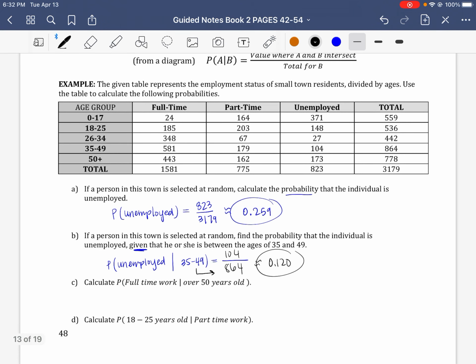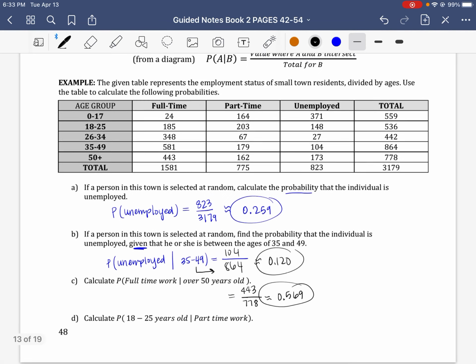C, we're given in probability notation, so calculate the probability they work full-time, given they're over 50 years old. So again, if I was doing this, I would look at, well, how many are actually over 50 years old? Because that's what's given. So if I look up here, over 50 years old, there's 778 of them. And of those ones, it looks like 443 of them work full-time. So 443 out of the total 778, I believe, is approximately 0.569.